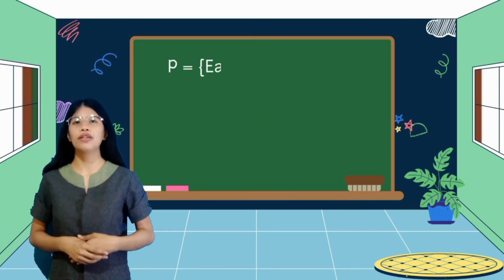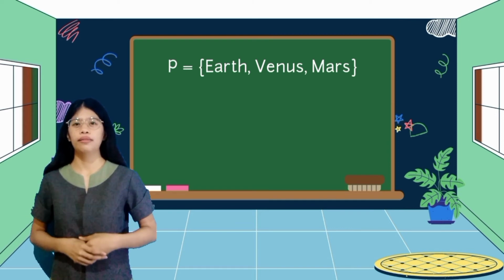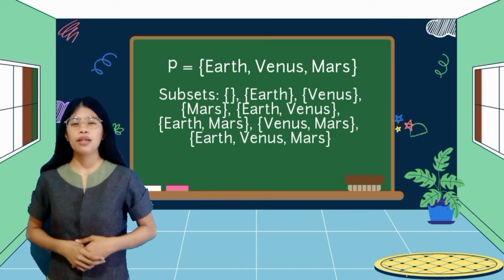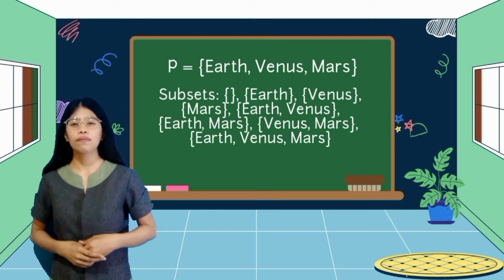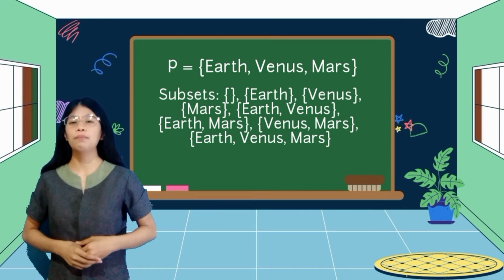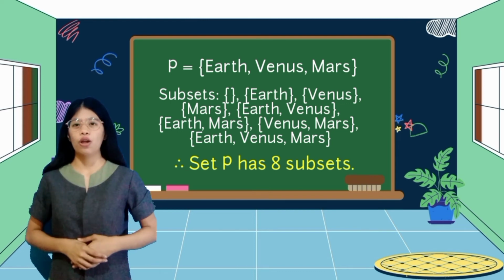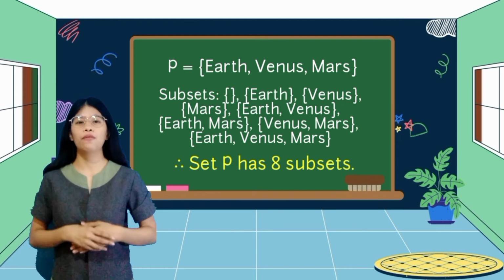For example, we have here set P containing elements Earth, Venus, and Mars. Subsets of set P are the empty set, {Earth}, {Venus}, {Mars}, {Earth, Venus}, {Earth, Mars}, {Venus, Mars}, and {Earth, Venus, Mars}. Therefore, set P has 8 subsets. Note that this symbol is the symbol for therefore.